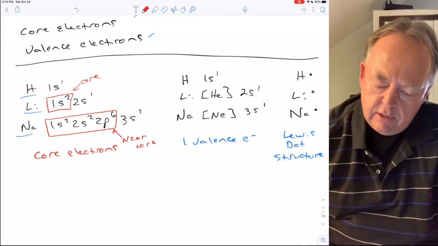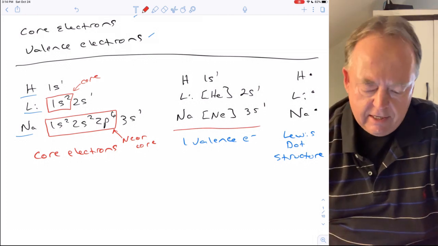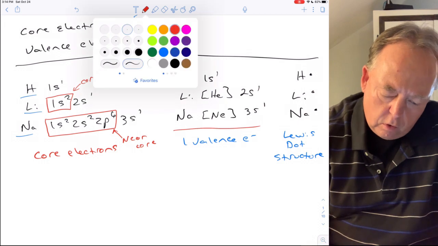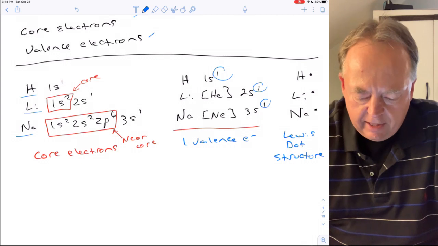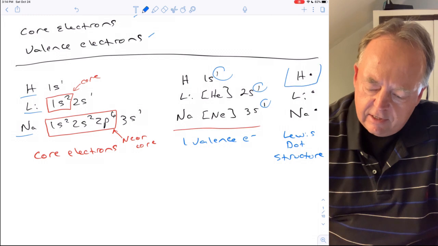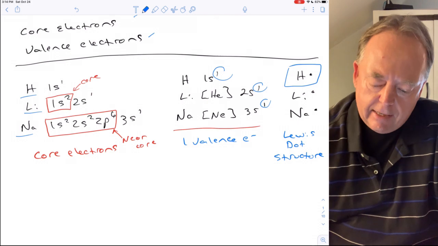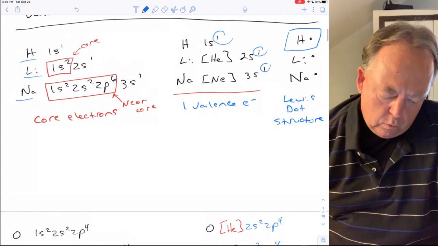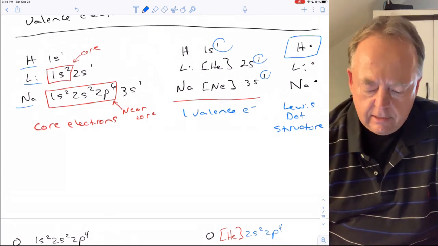And so we could write this in shorthand notation, right? Like this, using neon and then 3s1, or helium and 2s1. The electrons beyond the core would be the valence electrons. So hydrogen, lithium, and sodium each have 1 valence electron, and we can write a Lewis dot structure using that valence electron. Each dot represents the number of valence electrons the atom has. Hydrogen, lithium, and sodium are all group 1 metals. They all have 1 valence electron.